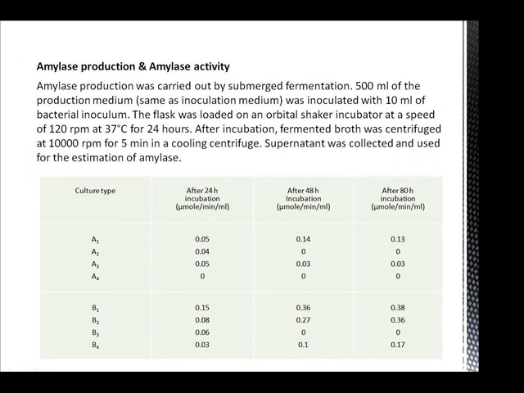After identifying the amylase producing Bacillus, amylase production was carried out by submerged fermentation in favorable conditions. After incubation, the fermented broth was centrifuged at 10,000 rpm for 5 minutes in a cooling centrifuge. The supernatant was collected and used for the estimation of amylase.